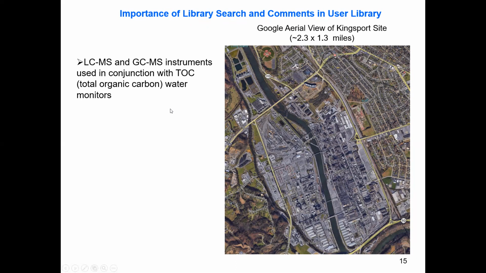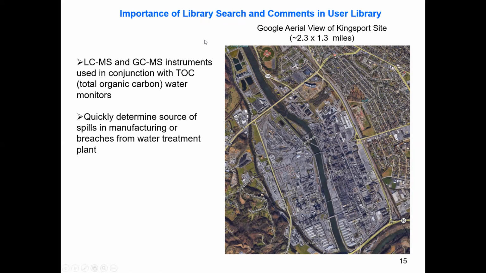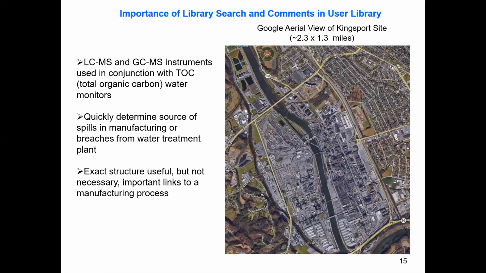So we use our LC and GCMS instruments to monitor things, tie them to our carbon analyzers. So if we see something in the river, we know to take a sample, analyze it, and we try to quickly determine the source of the spills in a manufacturing or maybe an air release or breaches from the water treatment plant, et cetera. We want to do that very quickly. And if you put something in the library and you don't know what it is, but you know where it came from. It came from, let's say, plant process 333.